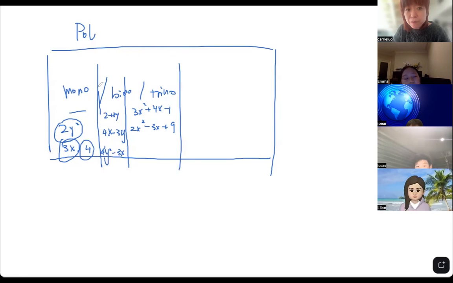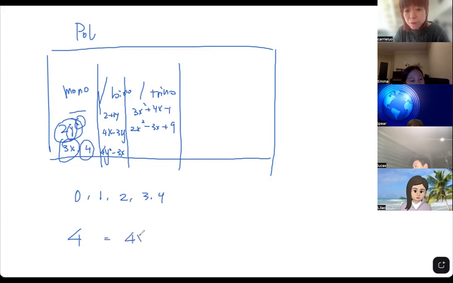But remember, everybody, if you want to call them polynomials, you have to follow one thing: every single variable's exponent must be a whole number, which is 0, 1, 2, 3, 4. So 4 is a polynomial, or we can say it's a monomial. Why? Because 4 equals 4x to the 0. Get it? Okay, but 1 over x is not a monomial. Why? Because 1 over x equals x to the negative 1. So when the exponent is not a whole number, it's not a polynomial.